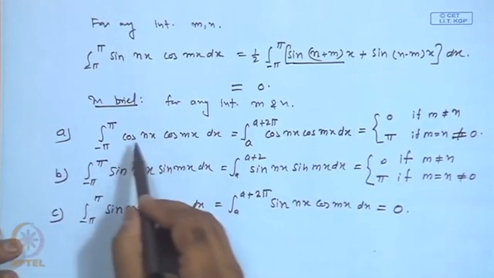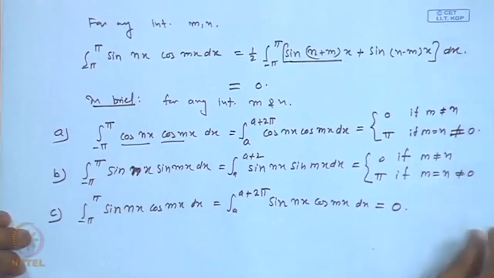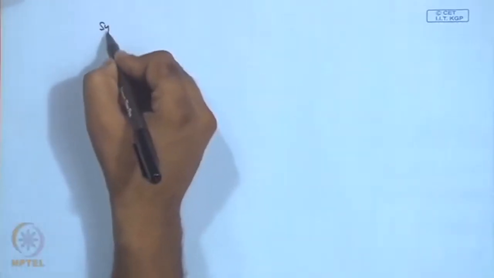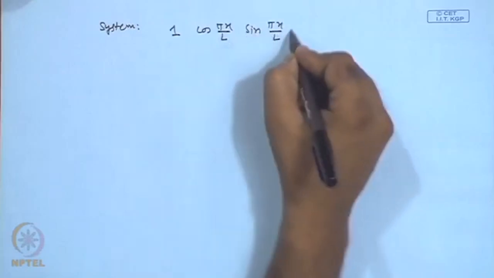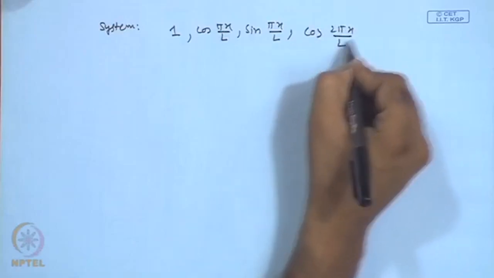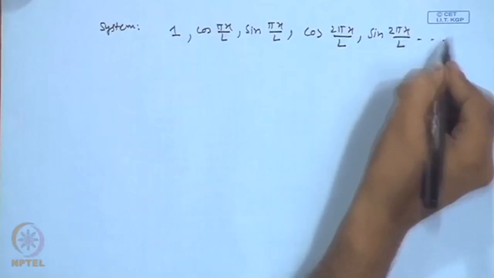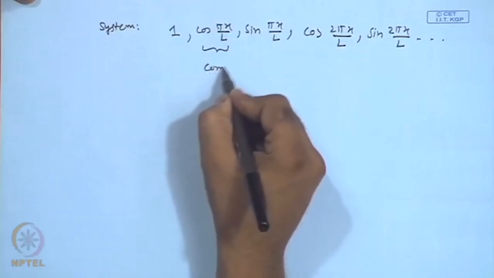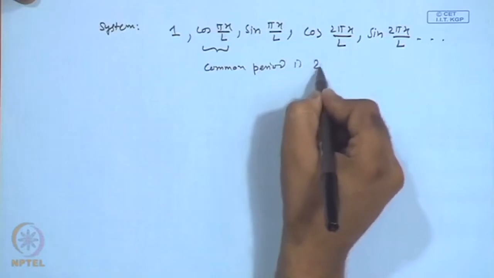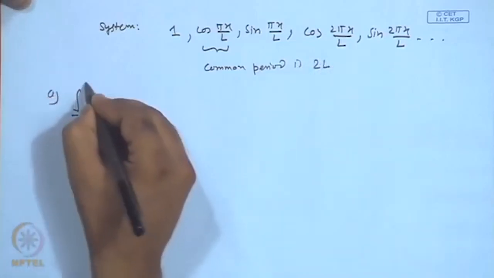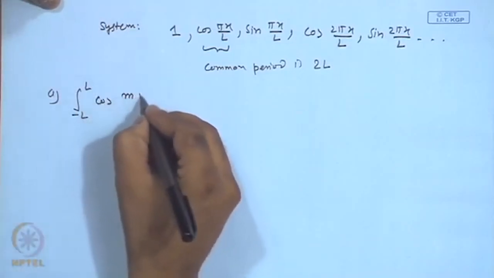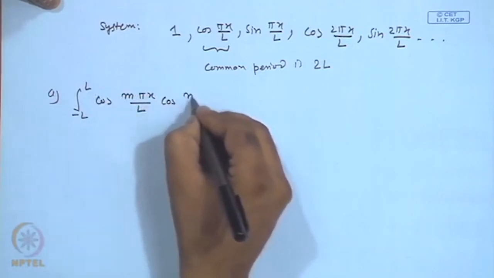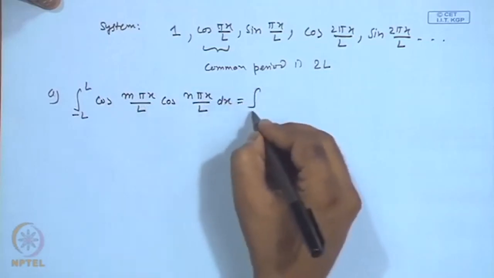So, this was for the system where the common period was 2 pi and we are integrating from minus pi to pi. We have a similar, more general result for the system 1, cos pi x over L, sin pi x over L, cos 2 pi x over L, sin 2 pi x over L, and so on. Here the common period is 2L, and again we have a similar result if we integrate from minus L to L, or from 0 to 2L, or from a to a plus 2L. So, we have cos m pi x over L and cos n pi x over L dx.